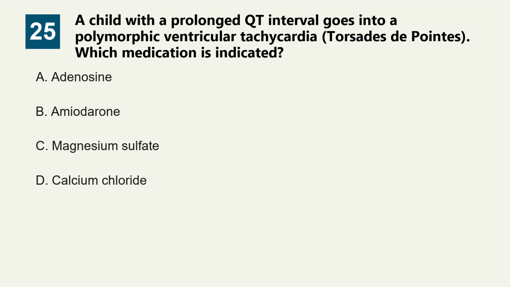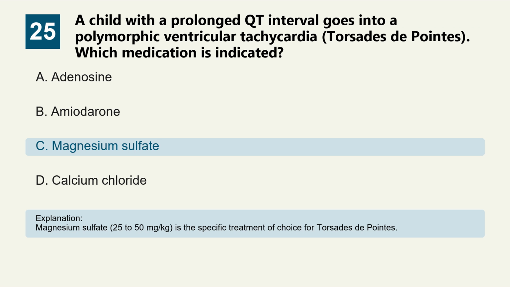Question 25. A child with a prolonged QT interval goes into a polymorphic ventricular tachycardia, torsades de pointes. Which medication is indicated? Option A. Adenosine. Option B. Amiodarone. Option C. Magnesium sulfate. Option D. Calcium chloride. The correct answer is option C. Magnesium sulfate. Magnesium sulfate, 25 to 50 mg per kilogram, is the specific treatment of choice for torsades de pointes.